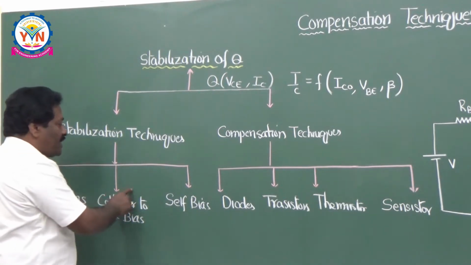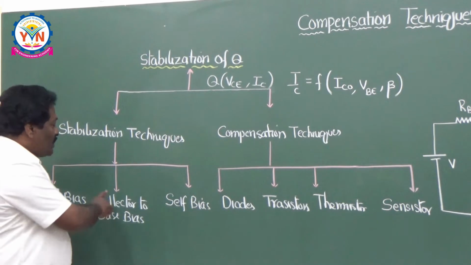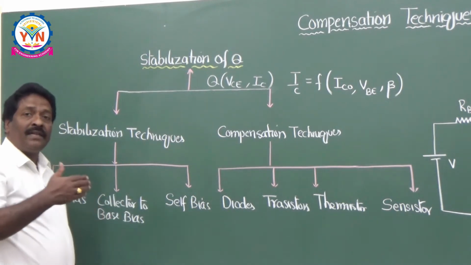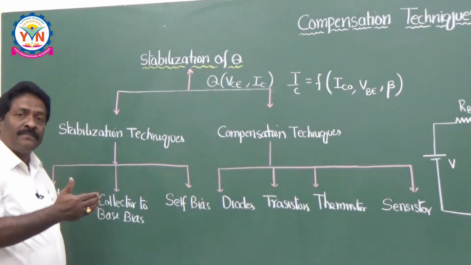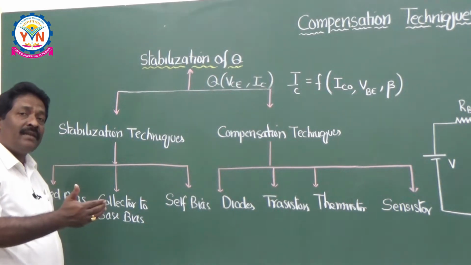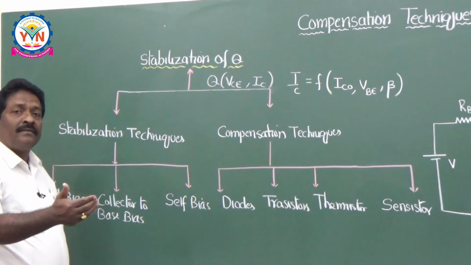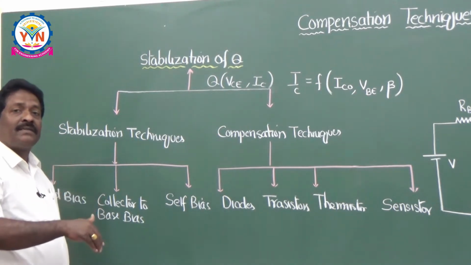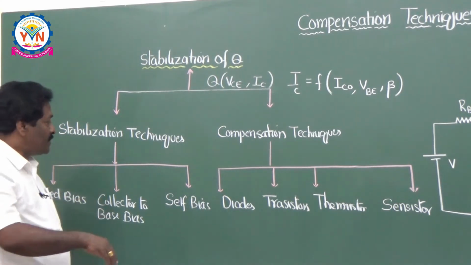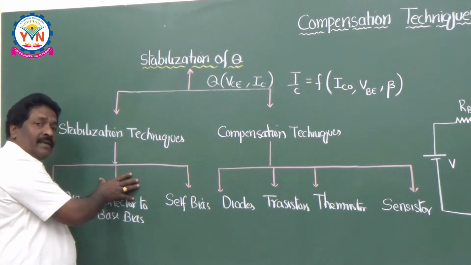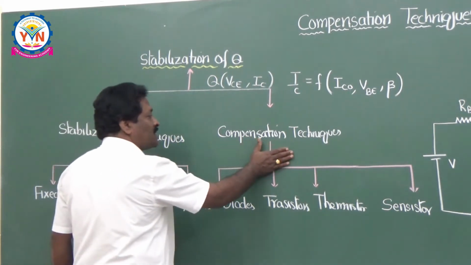So in all these techniques what we have done is we have used a feedback resistor. That means there is a connection from output to the input, so the amplification actually decreases. So there is a loss of the signal because of the lower amplification. That's the reason, in order to avoid that factor, we are going for the compensation techniques.